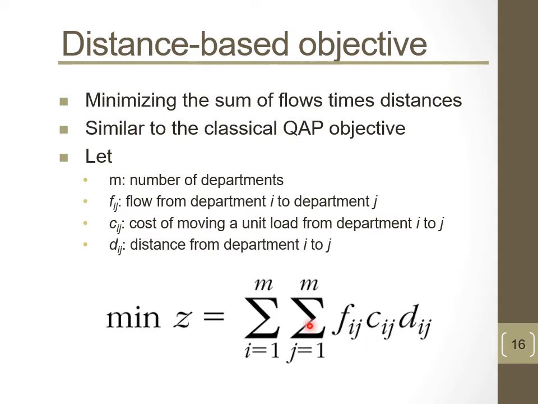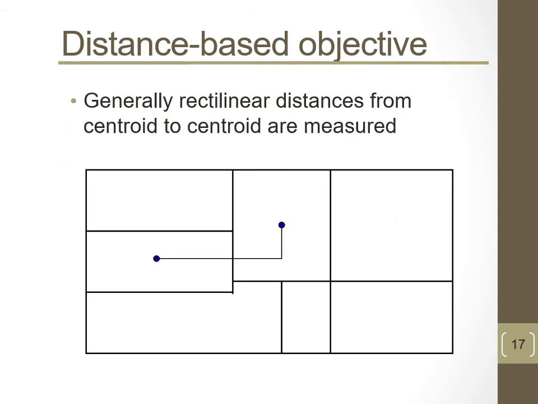Then what do we do? We multiply the total flow with the cost of flow per distance, and we also multiply this by the distance between two departments I and J. So the adjacency is not important. Whether these departments are adjacent to each other or not, it's not important, but the distance between them is important and the flow between them is important. And we take the summation of this over all departments, and we try to minimize this total flow.